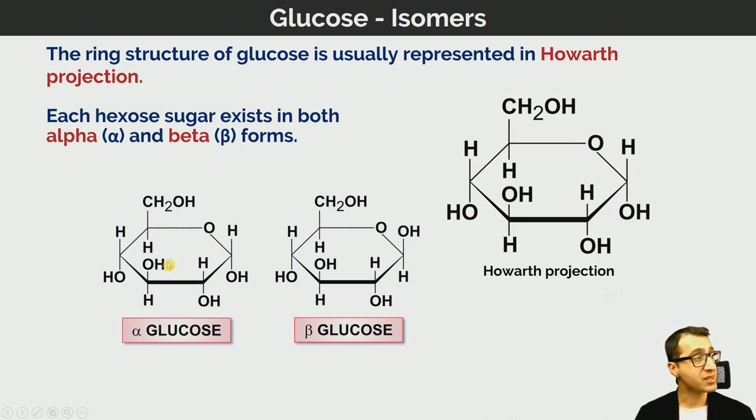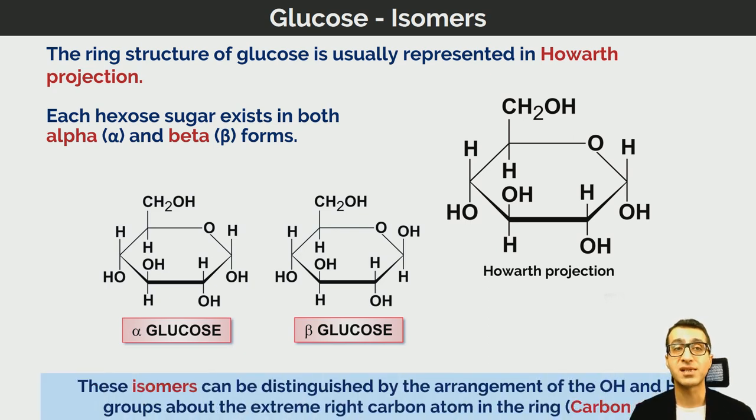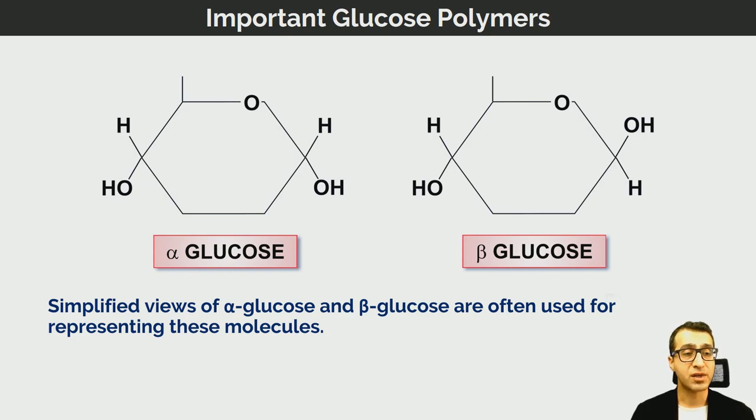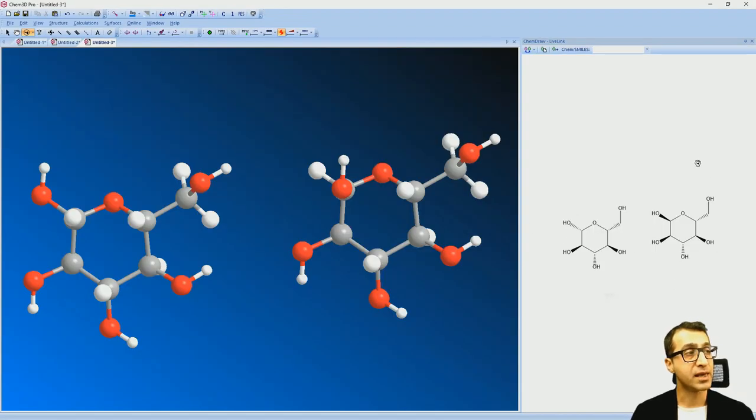And so the major difference here between alpha glucose and beta glucose is the relative positions of this hydroxyl group on carbon 1 and this hydroxyl group. The hydroxyl group on carbon 1 in the alpha glucose isomer is below the plane of the six-membered ring, whereas the hydroxyl group on the beta glucose is above the plane of the six-membered ring. So these isomers can be distinguished by the arrangement of the OH and the H groups about the extreme right carbon, and this is again carbon 1. Simplified views like this are often used for representing these molecules, and again, these are closer to the semi-structural formulae that you can see here.